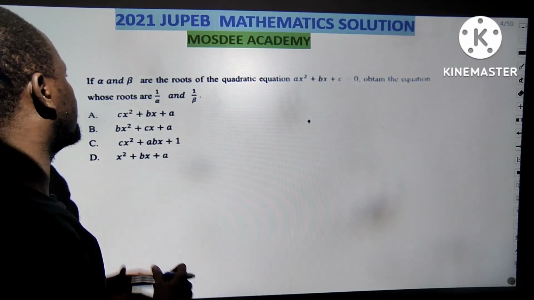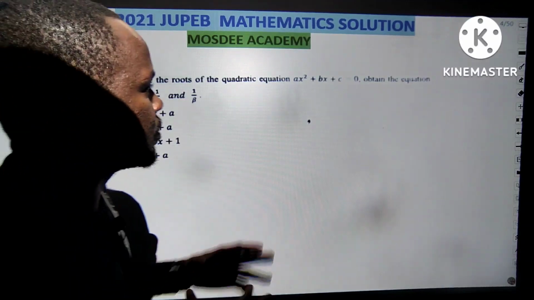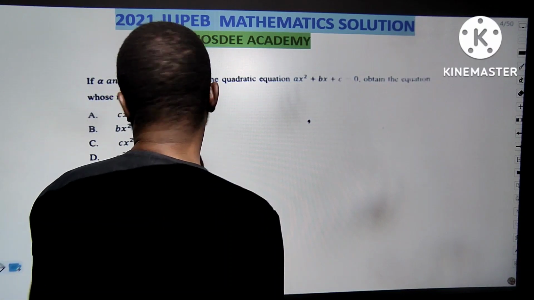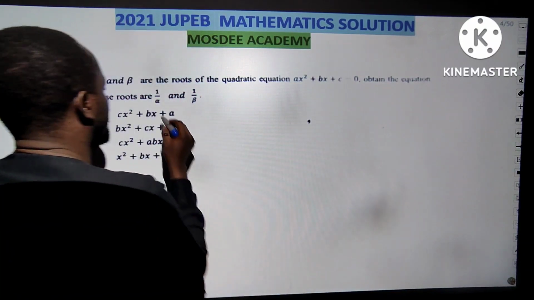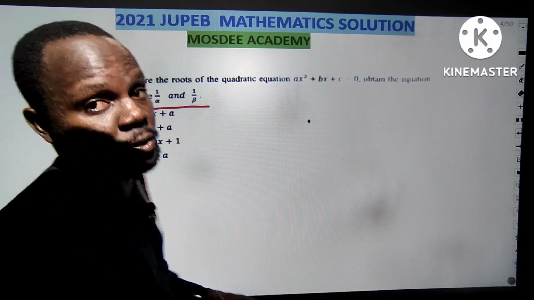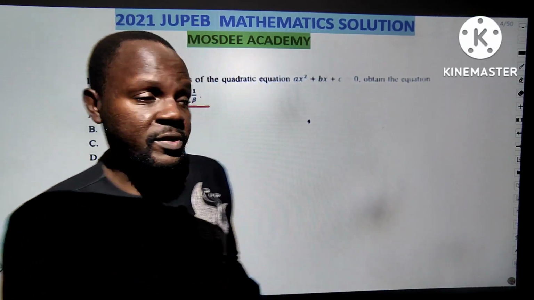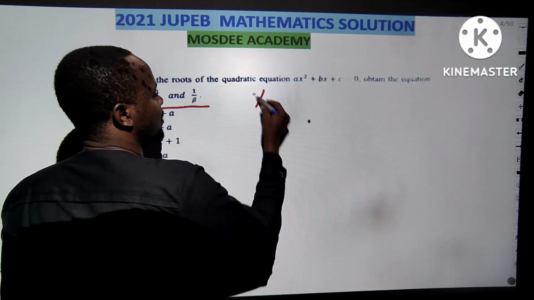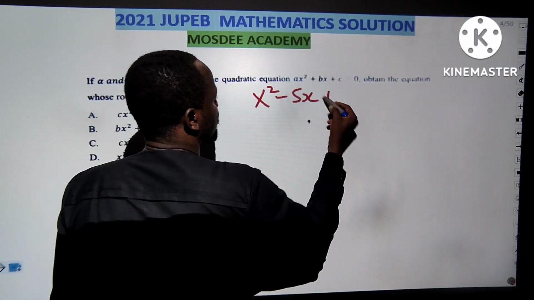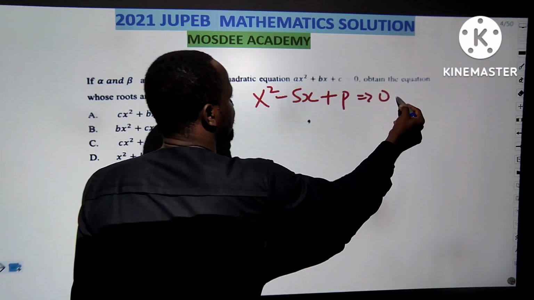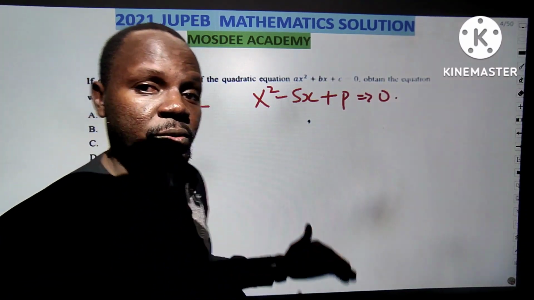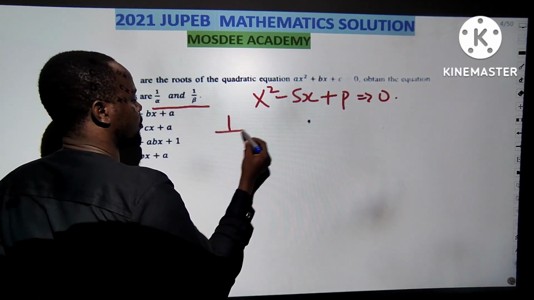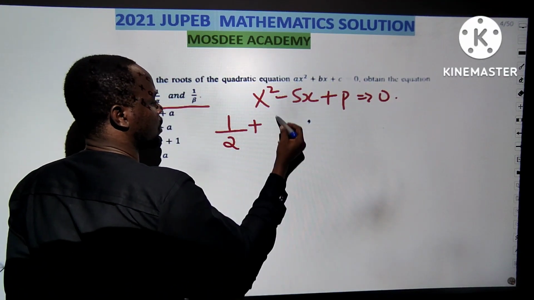The next question says, if alpha and beta are the roots of the quadratic equation ax squared plus bx plus c equals 0, then the examiner asks us to obtain an equation whose roots are 1 over alpha and 1 over beta. This is also a question on quadratic equations and expressions, which is very important for you to keep in mind. So the equation is x squared minus the sum plus the product equals 0. That is the general equation we use from junior classes. So doing that, let's get the sum and product. 1 over alpha plus 1 over beta.